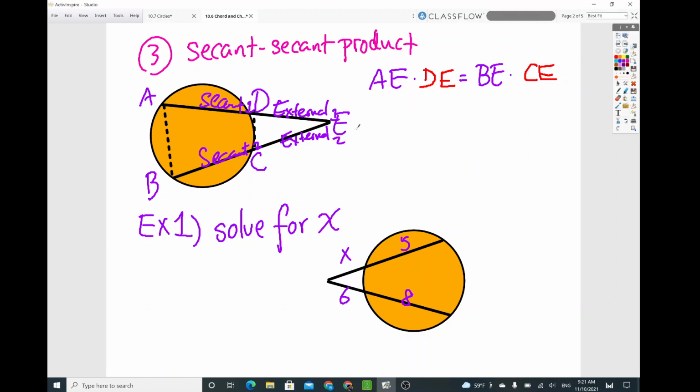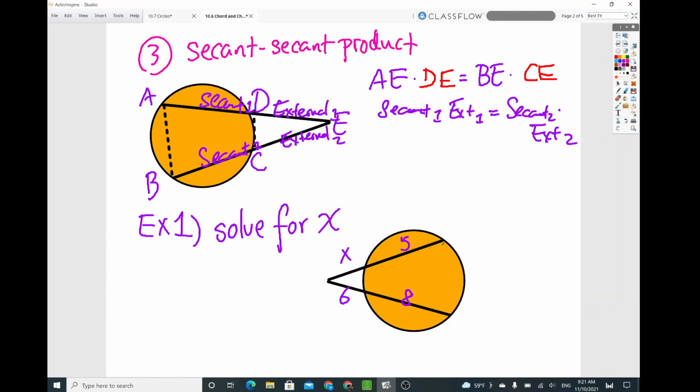So AE is the secant 1, DE is external 1, BE is secant 2, and CE right here is external 2. Using the power theorem, we can find the missing variable.